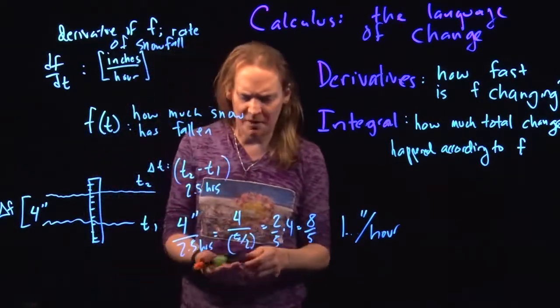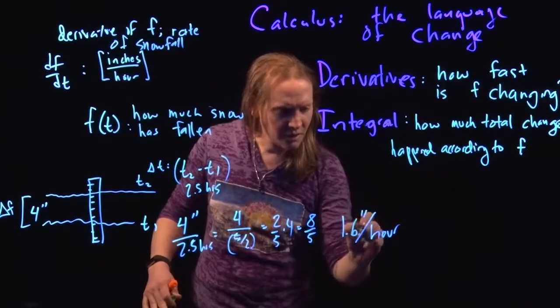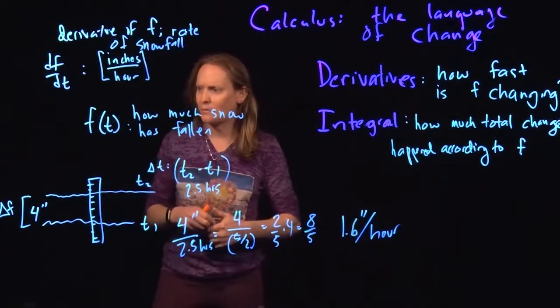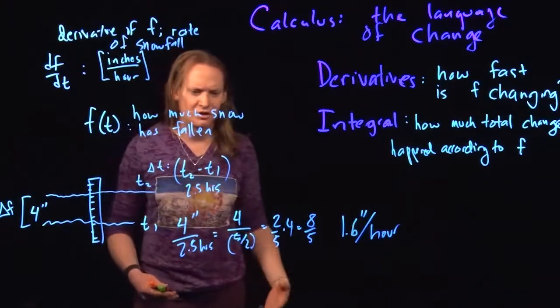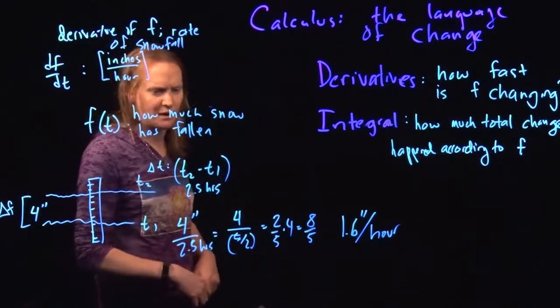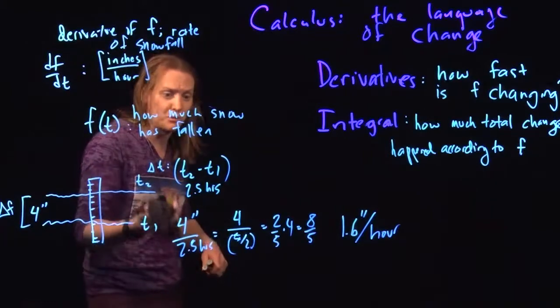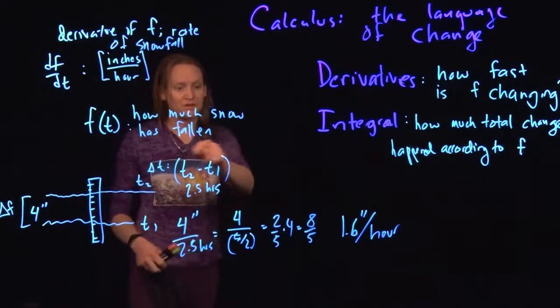I'm totally okay with making mistakes. I hope you are too. My willingness to make mistakes is part of what makes me powerful as a mathematician and scientist. So I want you to be willing to make mistakes, to say wrong things. Okay, so 1.6 inches an hour.